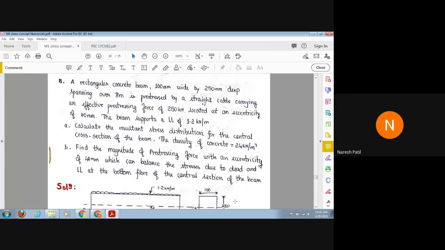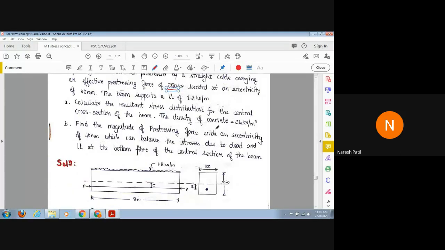Okay. So I'll read out the statement here. A rectangular concrete beam 100 wide by 250 deep, spanning over 8 meter, is pressed by a straight cable carrying an effective pressing force of 250 kilonewton, located at an eccentricity of 40 mm. The beam supports a live load of 1.2 kilonewton per meter. Okay, so they have given a rectangular beam for a span of 8 meter, and that beam carrying a force of 250 kilonewton. Okay, and that beam also supports a live load of 1.2 kilonewton per meter.